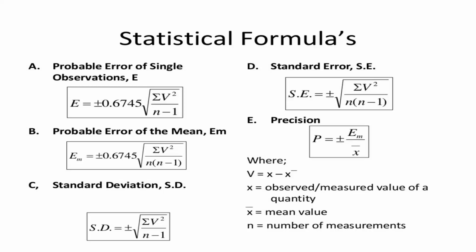Standard deviation, SD, is equal to plus or minus root of summation of V square divided by n minus 1. Then standard error is equal to plus or minus root of summation of V square divided by n into n minus 1. Then precision, that means accurate value, P is equal to plus or minus E sub m, that is the probable error of the mean, divided by x bar, where x bar is the mean value.